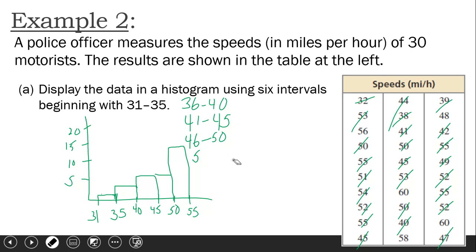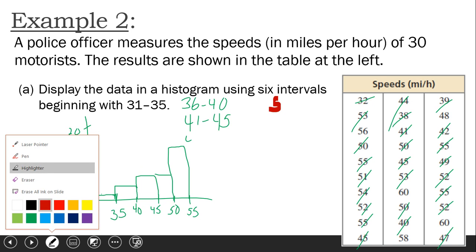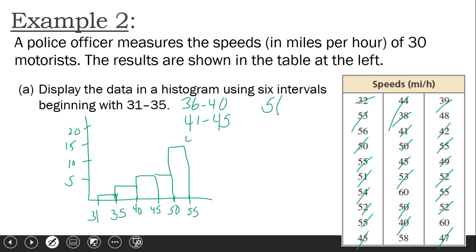I'm going to erase this because I've run out of room. And then we have from 56 to 60, where we have 1, 2, 3, looks like 4.